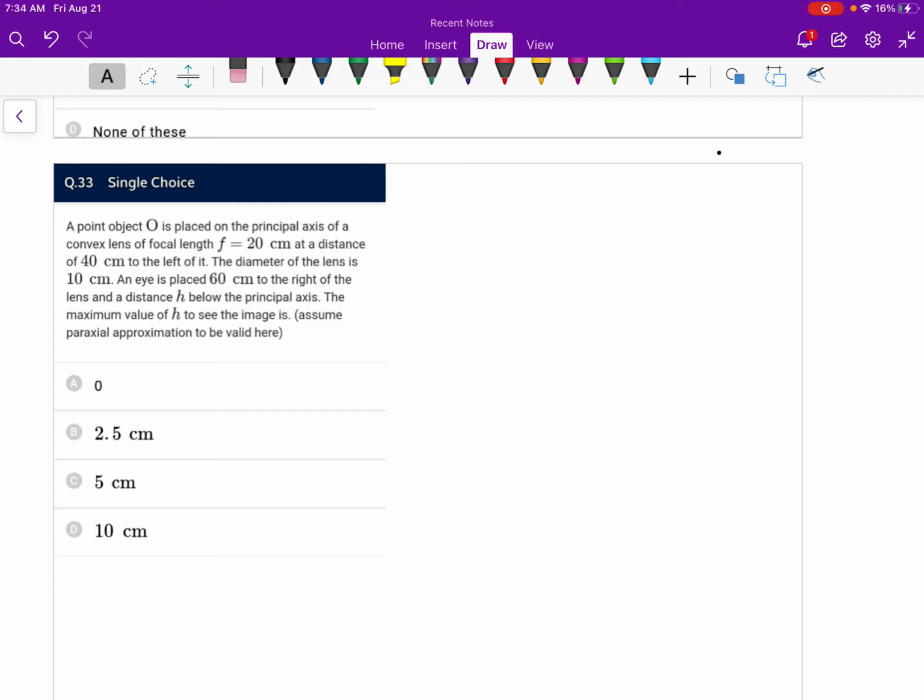Point object O is placed at principal axis of a convex lens of focal length f at a distance 40 to the left of it. So this is a convex lens and the point object is placed at 40 centimeter. Okay, so the image also gets formed at 40 centimeter. Now an eye is placed 60 centimeter to the right of the lens and a distance h below the principal axis. The maximum value of h to see the image.